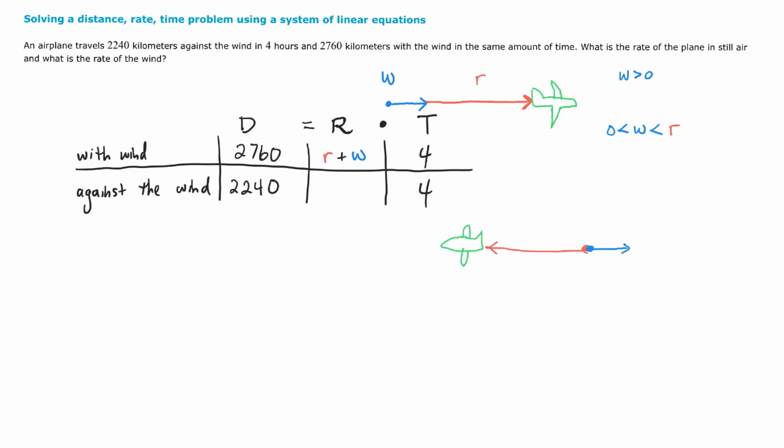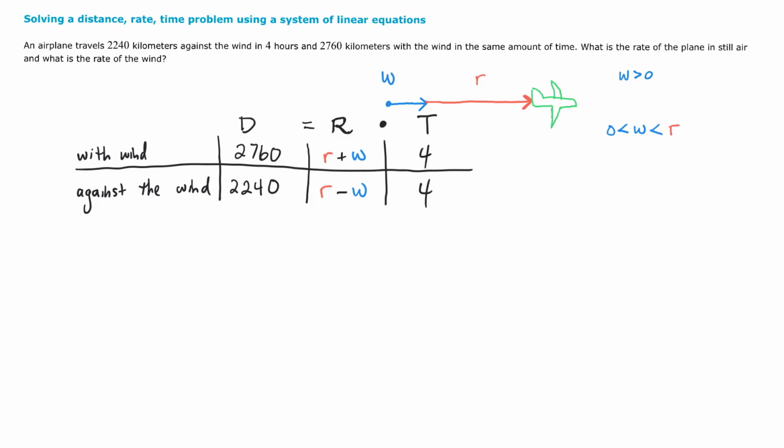So in this case, how do we recognize these arrows? A simple way of recognizing these arrows is making sure that the bigger rate is subtracted by the smaller rate. So what we need to write here is R minus W. And now we're in good shape. We're ready to solve for R and W.